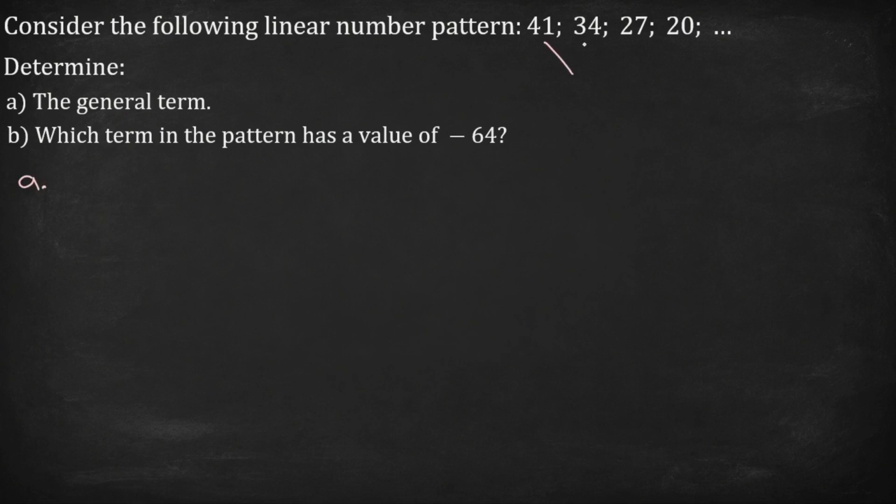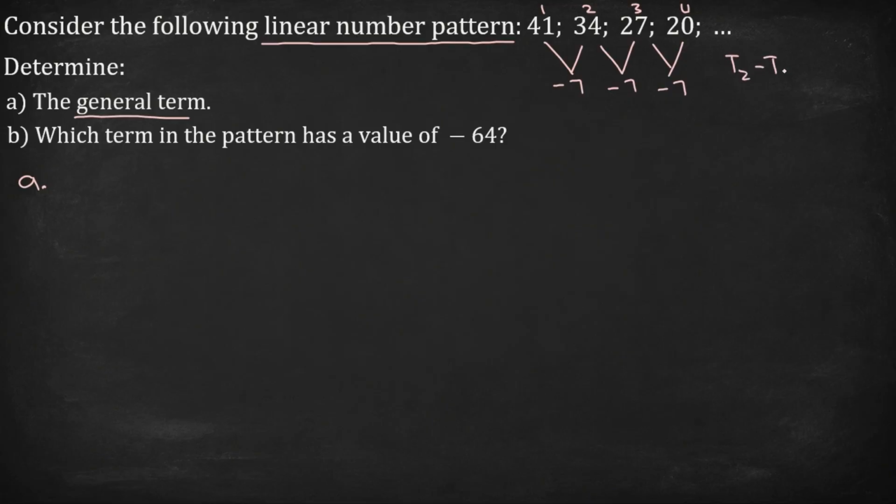First up, we have to find the constant difference between these terms. I know it's going to be a constant difference because it says that we have a linear number pattern, and I have to find a general term. Between term 1 and term 2, the constant difference is -7, because 41 minus 7 is equal to 34. And between term 2 and term 3, it is also -7, because 34 minus 7 is 27. And the same goes for the difference between term 3 and 4. Remember that you can also subtract your terms like this, but I'm not going to use this method now.